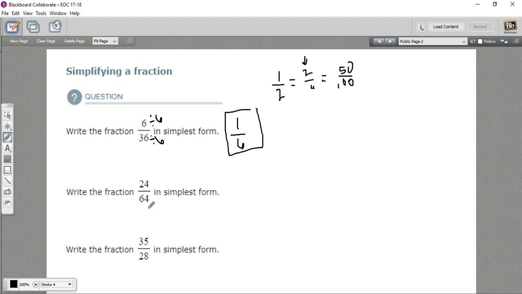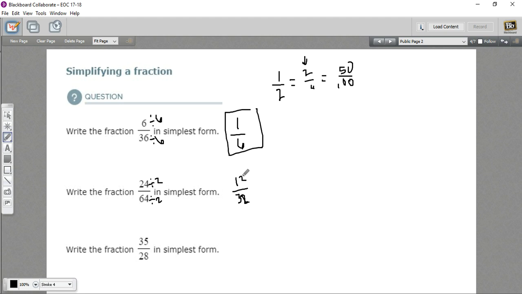We have 24 over 64, and I don't know what the biggest thing is that they all have in common, the common factors in those. So I could just start doing what I know. I know both of them are even, so they could be divided by 2. So let's just try that. We'll do this one in multiple steps. So 24 divided by 2 is 12. 64 divided by 2 is 32.